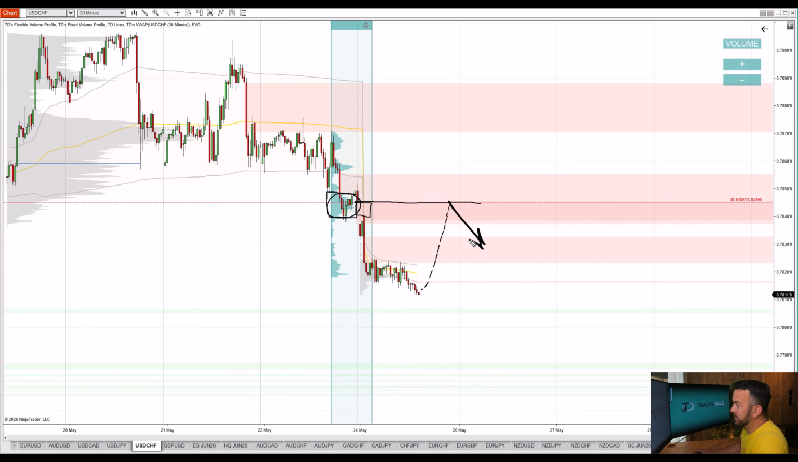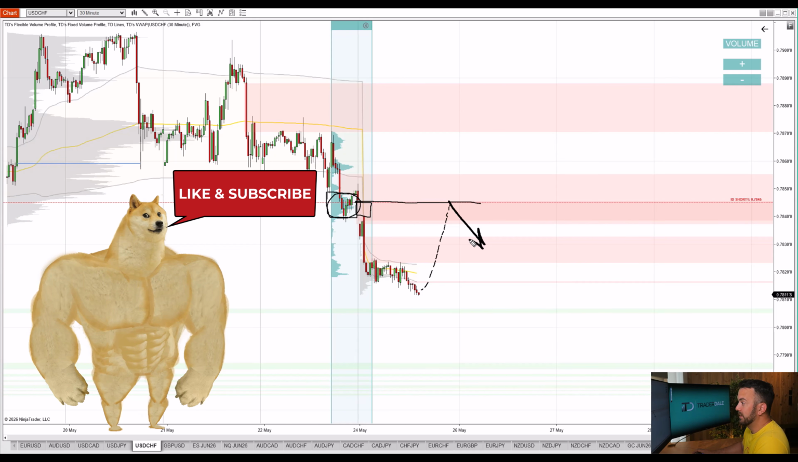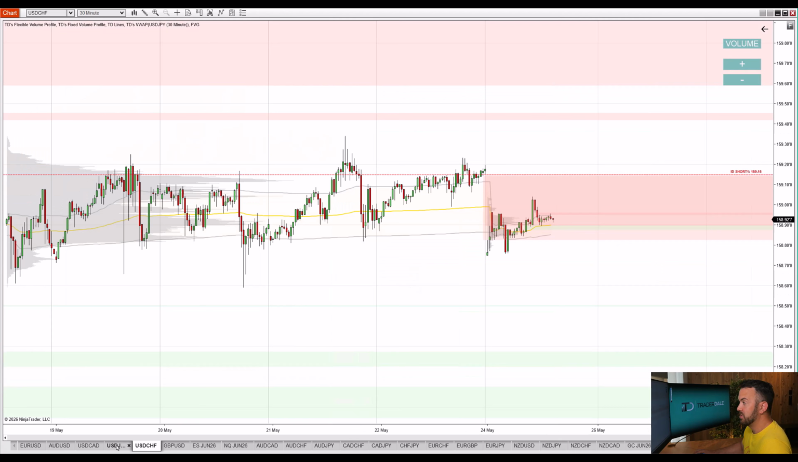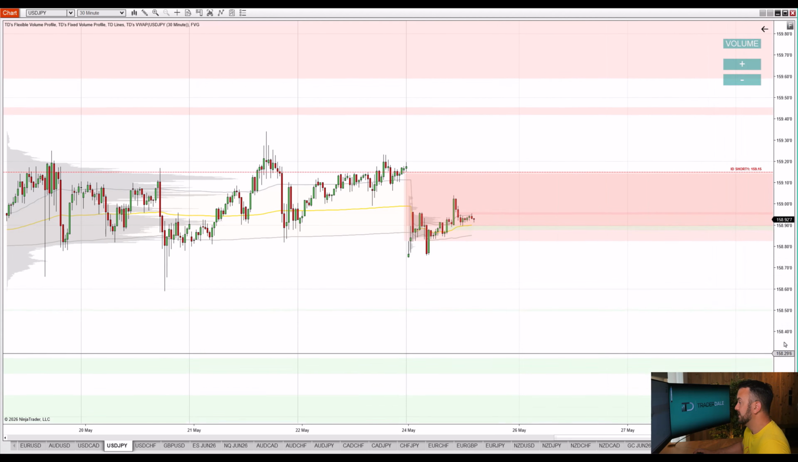By the way, those gaps, they rarely remain open for a long time. Usually they get filled rather sooner than later. So my bet is maybe today, tomorrow, maybe Wednesday, the gap should get filled and we should get our short trade entry. All right, so this is the plan on the US dollar Swiss franc. My level to go short from is at 0.7845.